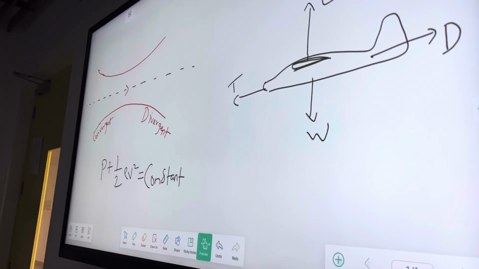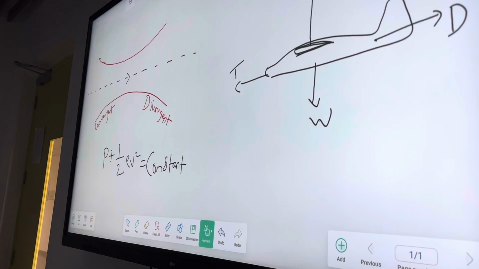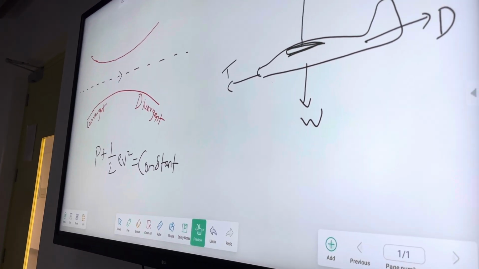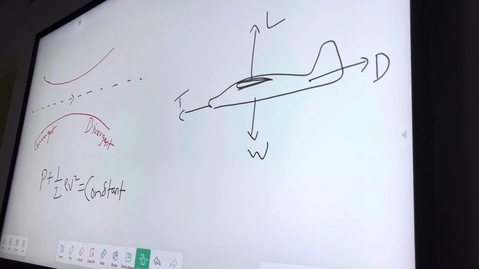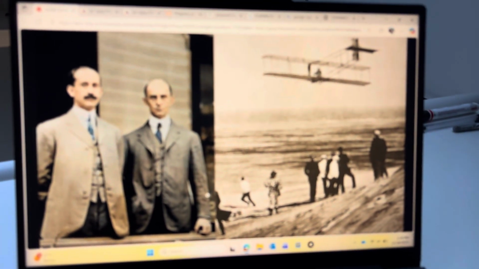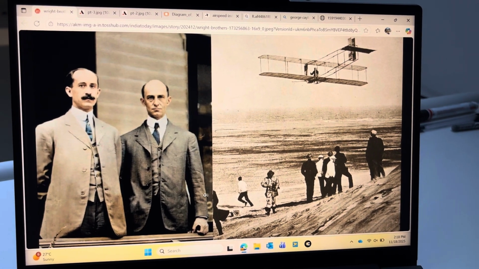You see the formula there: P plus half rho v squared equals constant. It was published by Mr. Bernoulli in 1738. That formula led to the invention of these forces, exactly how lift is generated on the wings, and that led to the successful aeroplane flown by the Wright brothers. The pictures that you see are of the Wright brothers.